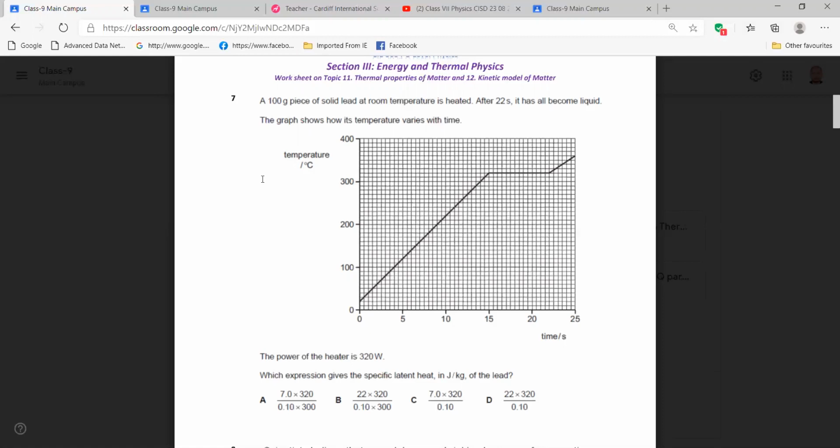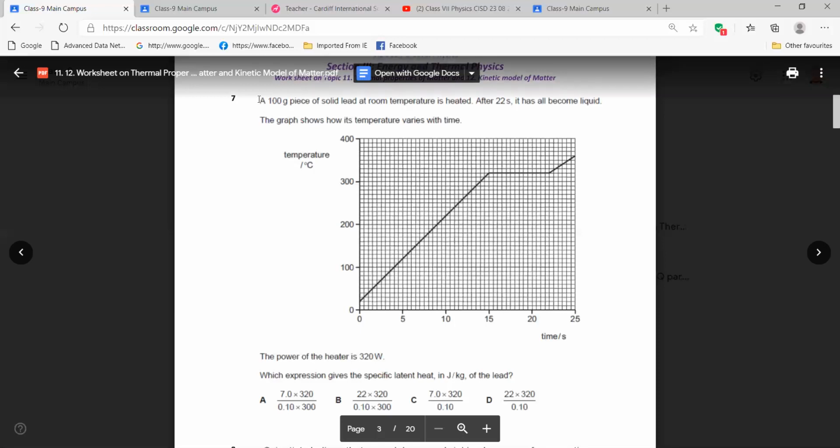So you can get the energy from the given information, and you are given other information like the temperature. Also, the question asks which expression gives the specific latent heat in joule per kg, and the other information given is the mass, right?